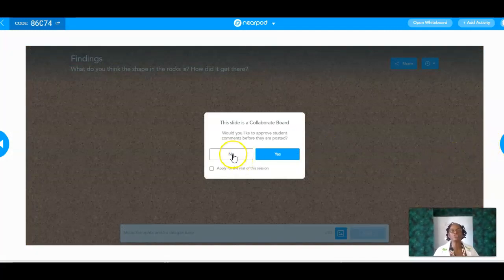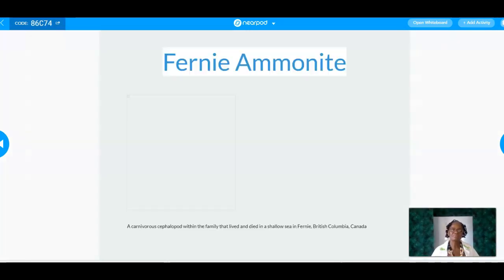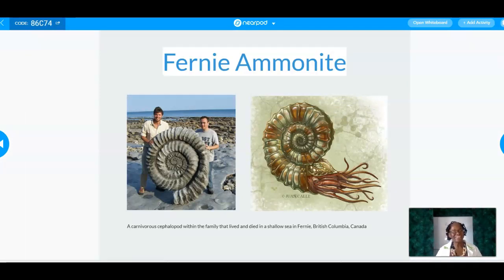And then again, we could use the collaboration board to ask the students, what do you think the shape in the rock is? How did it get there? Anything else that you put down while you were exploring on the field trip, add it to the collaboration board. And of course, after they added to the collaboration board, we would have a discussion. And here's the answer.